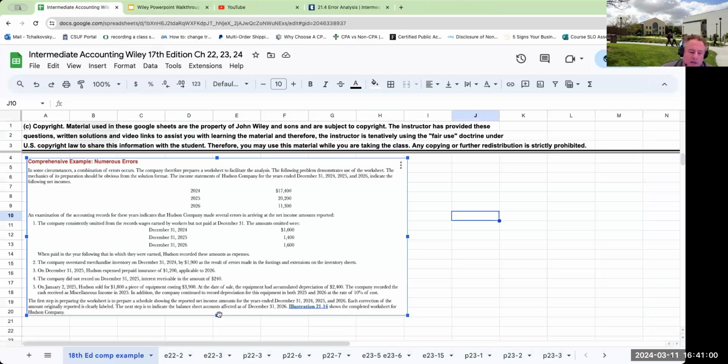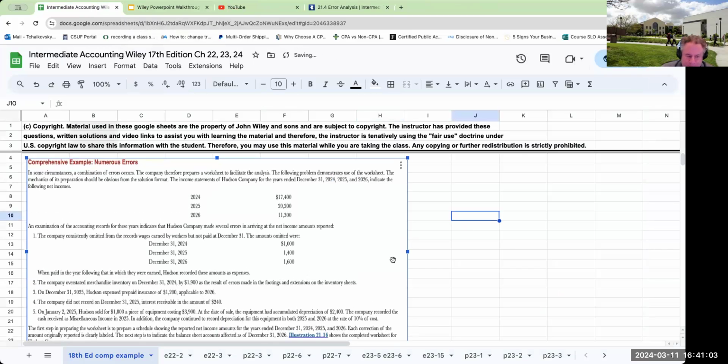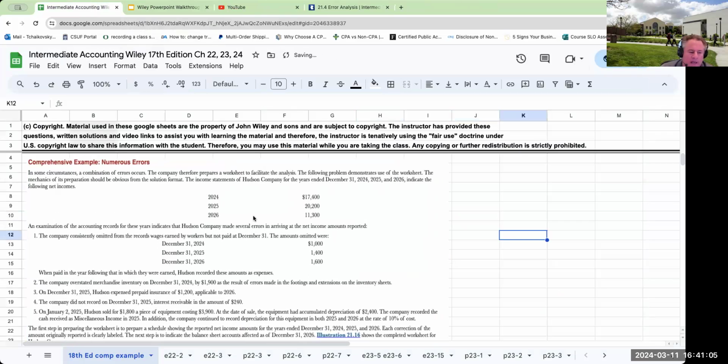So let's go ahead and take a look at this particular question. Right over here, the company prepares a worksheet to facilitate the analysis. The following problem demonstrates the use of this worksheet. The mechanics of its preparation should be obvious for you from the solution format. I don't know what that means.